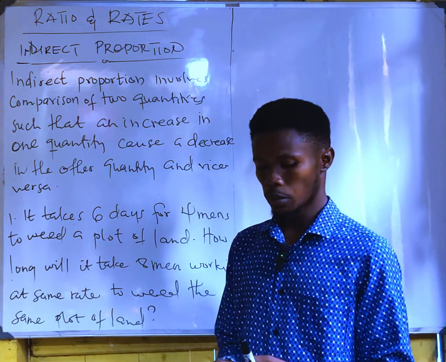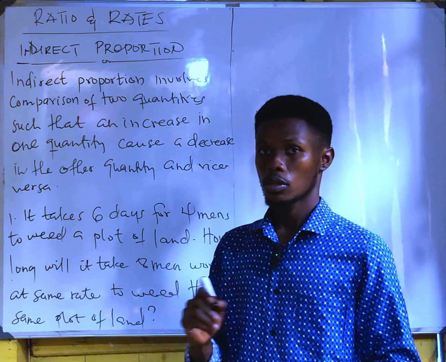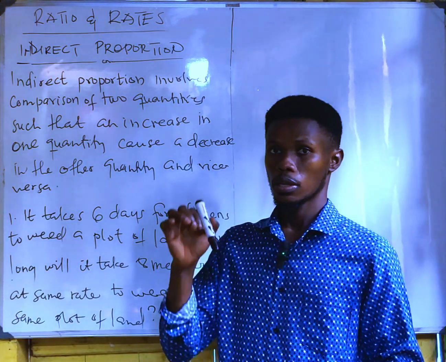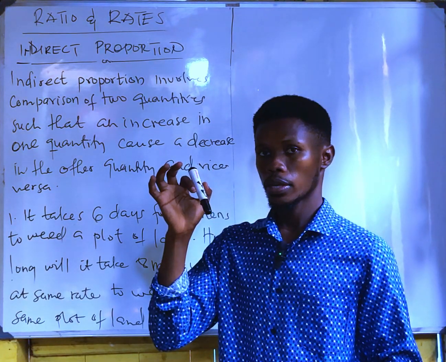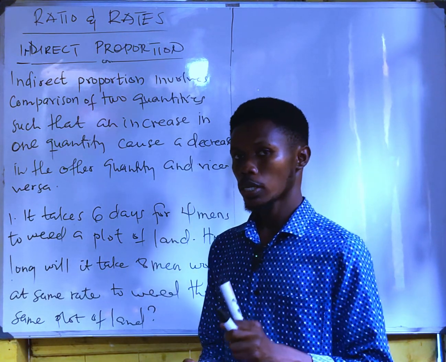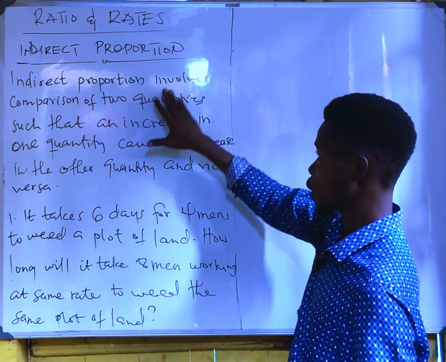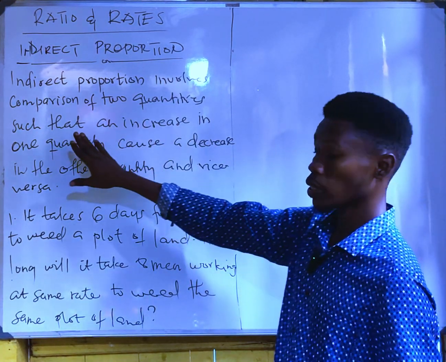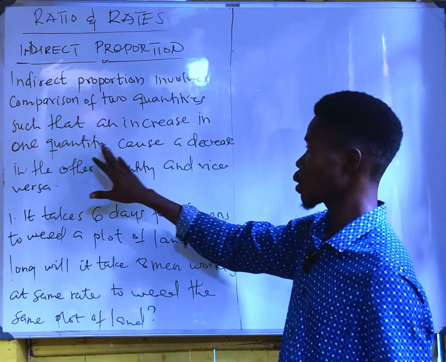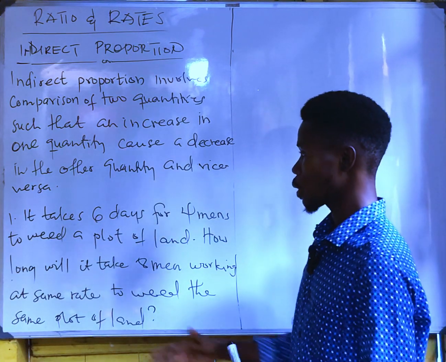A typical example is when you're using your pen or this marker pen that I'm using. The more I write, the less the ink of the pen becomes. Is that okay? Yes. So that is the meaning. So that is the definition I've given to you. Indirect proportion involves comparison of two quantities such that an increase in one quantity causes a decrease in the other quantity and vice versa. So let's look at an example.